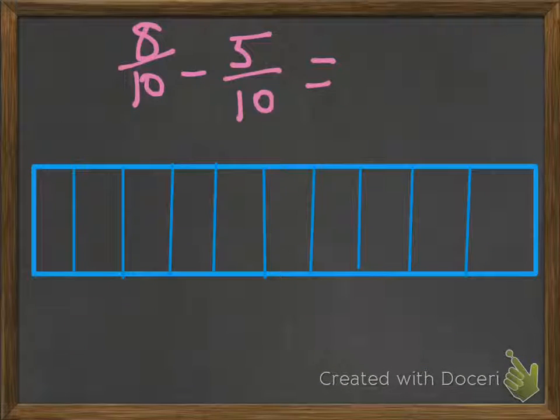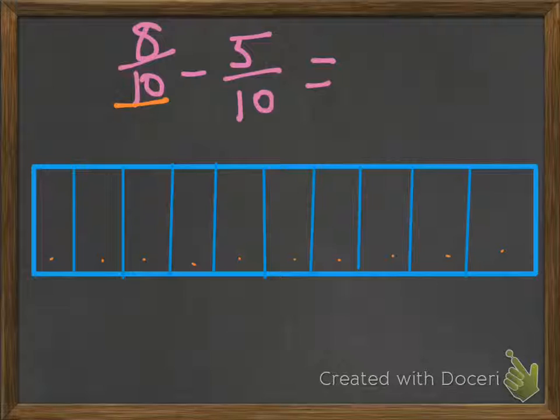Well, let's take a look at this chart here. What we have is 8/10 minus 5/10. That's the actual problem we'll be solving. And we can see here that each of these, 1, 2, 3, 4, 5, 6, 7, 8, 9, 10. So we have 10 spots, and even though it doesn't look even, we're going to go ahead and imagine that each section is evenly divided.